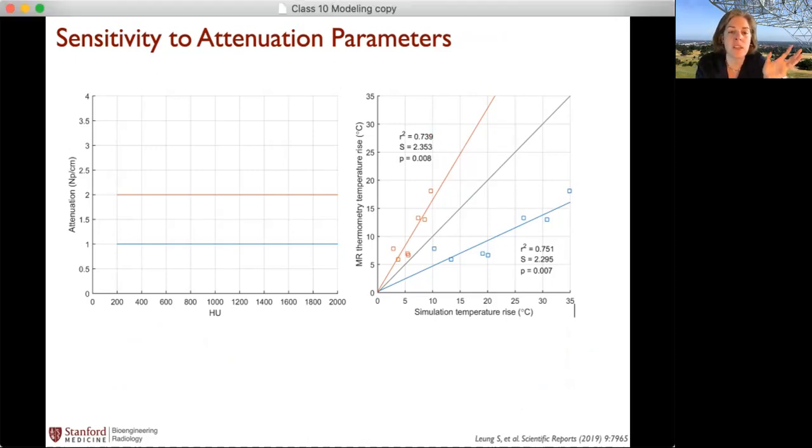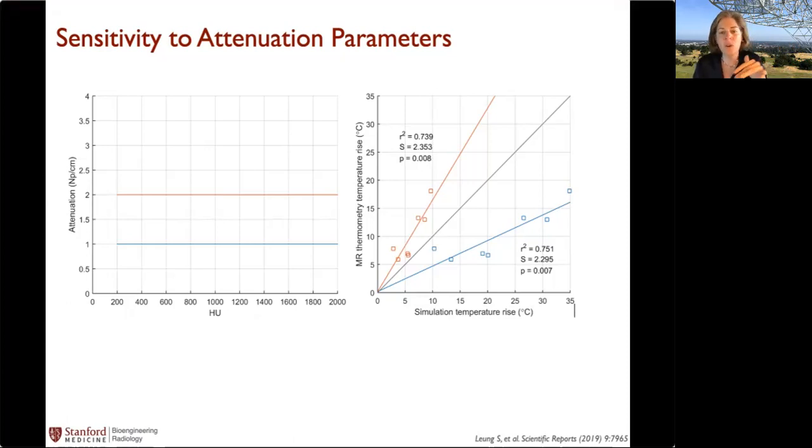And then what you see is that the simulated temperature, which has the same MR temperature rise, when you varied the attenuation by a factor of 2, your simulated temperature varied by a factor of 4. So what that meant is that we're very sensitive to the attenuation parameters. We're going to have to try really hard to get the attenuation of the skull understood as a function of Hounsfield units, and to understand that as best as possible, because the variations that we're going to see are going to give us big variability in our simulated temperatures.